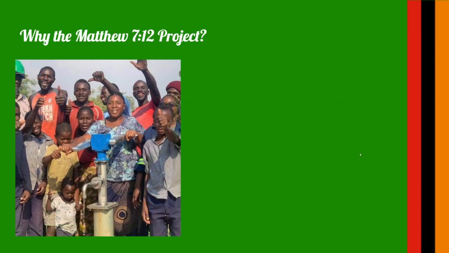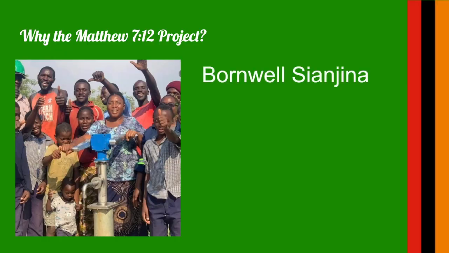So this Matthew 7:12 project that's local to here was first envisioned by a man who came over from Zambia, from one of these rural communities. His name's Bornwell Siangina. He speaks Tonga. He's lived in the United States since 1984. He's an American citizen, so he has dual citizenship. And he has a master's in business. Anyway, he's the president of the nonprofit organization 712 Project, and he and other individuals on the board select areas inside of rural Zambia for these wells, strategic areas to benefit entire communities.